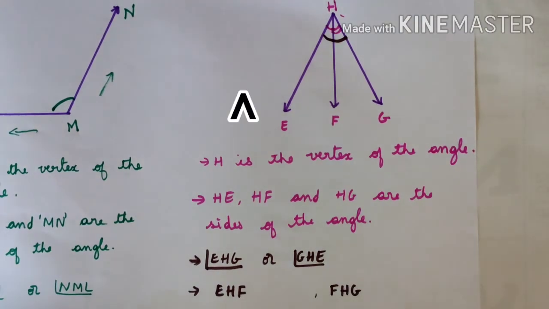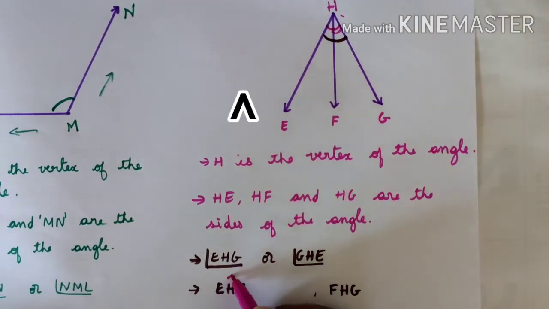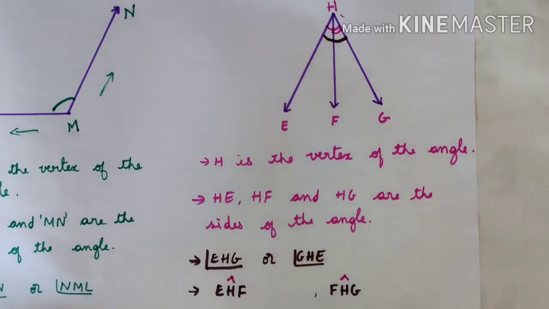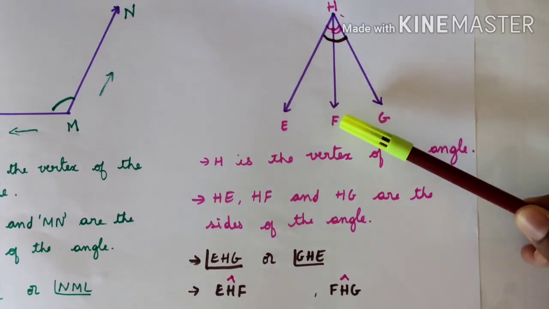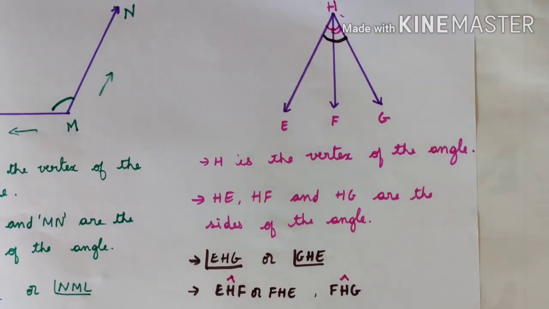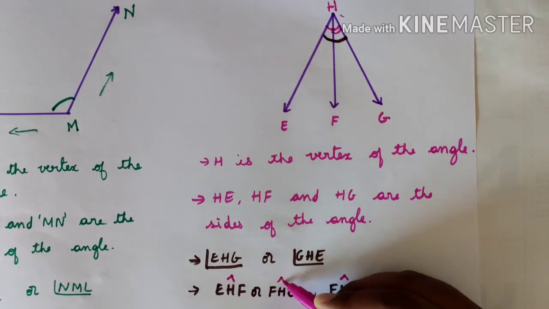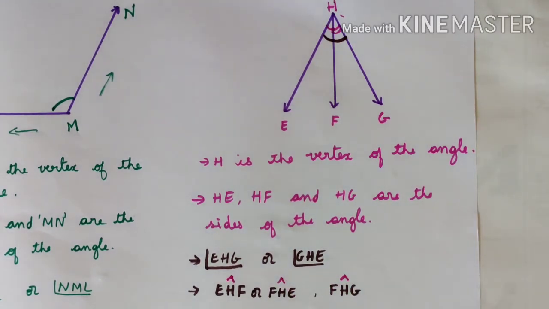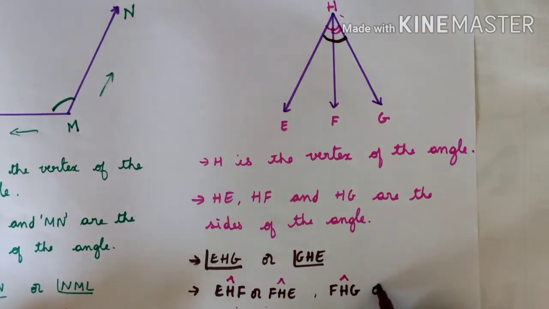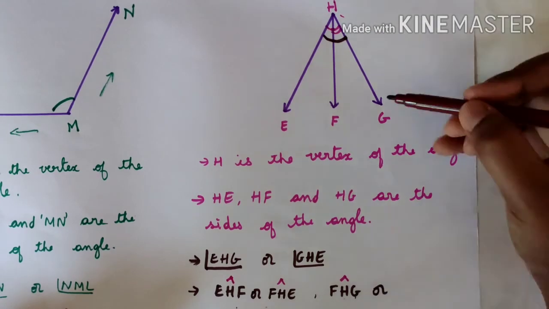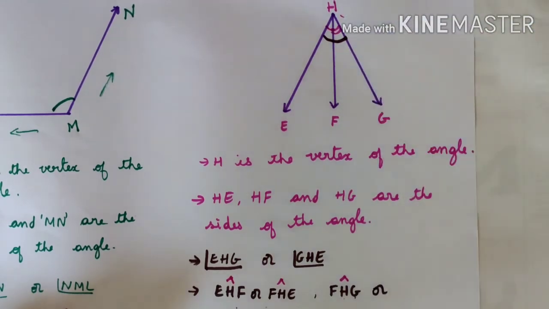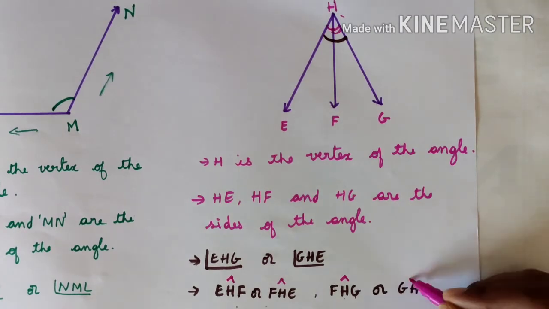So where to write the angle symbol? Since angle is formed at H, write it above H. What is the other way of writing angle EHF? It is angle FHE. Denote it by the angle symbol, writing it above H. Here if you observe, only the first two alphabets are interchanged. Same way, it can be written as angle GHF. Denote the angle symbol above H.